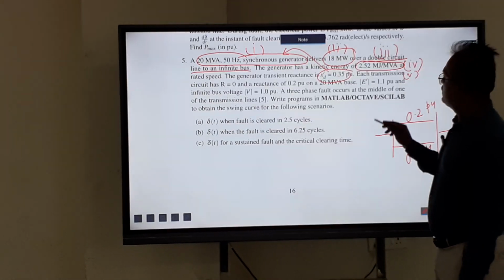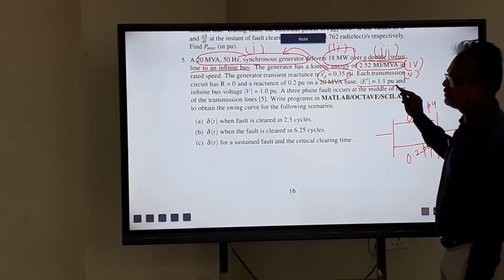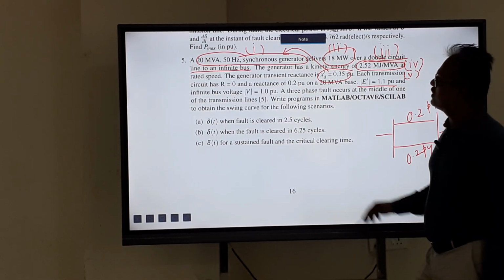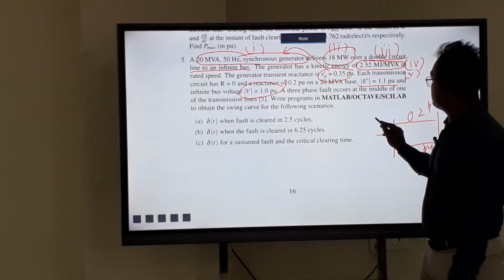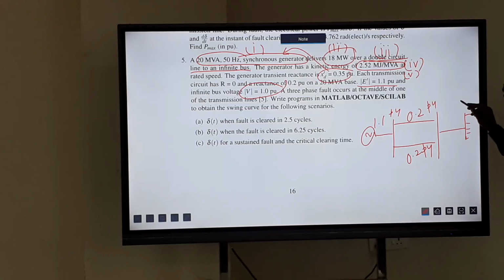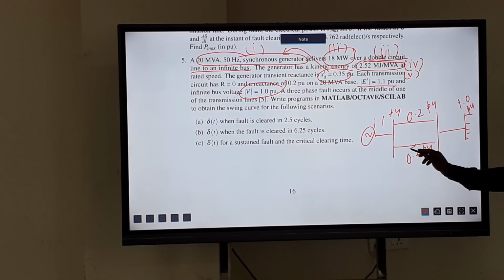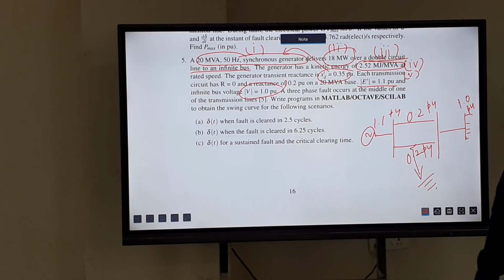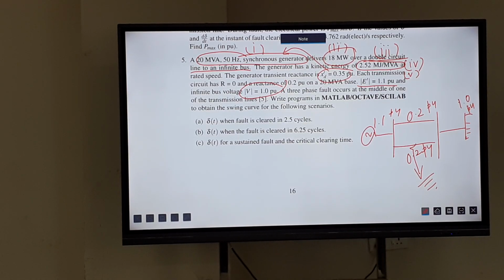Okay. Then E dash and generator terminal voltage. Generator voltage is 1.1 per unit, and bus voltage is 1.0 per unit. The three-phase fault occurs at the middle of one of the transmission lines. Somewhere here the fault occurs. That condition we have discussed in the equivalent diagram. Now we are directly going to obtain the solution.